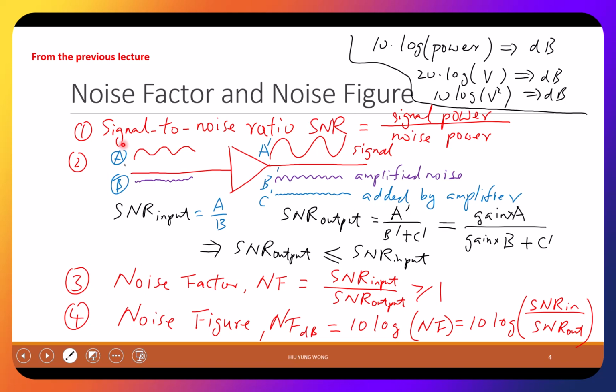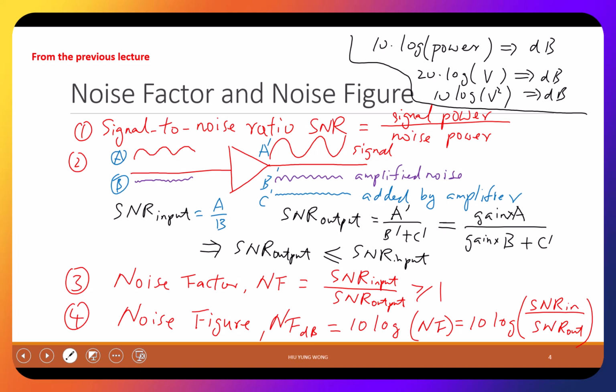So first of all, we introduced the concept of signal to noise ratio, SNR. This probably is easy to understand. We care about the signal that we want, how much more it is over the noise. So the SNR is just the signal power divided by the noise power. Again, power, of course, is V squared divided by R, or I squared times R, right?